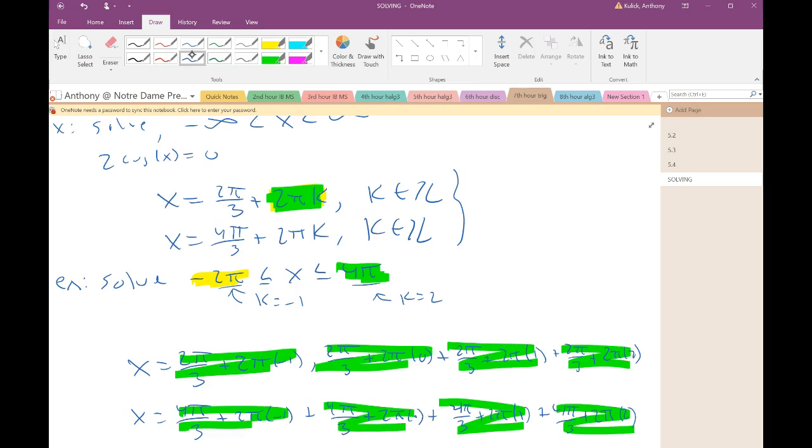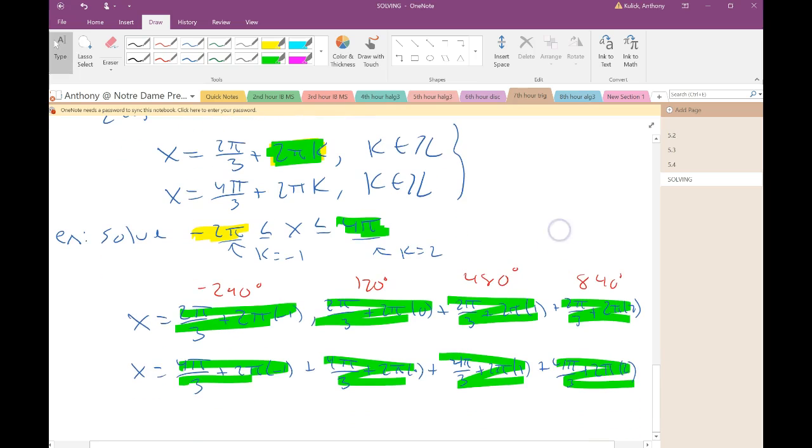So, for example, if you wanted to think about them as degrees, which is probably more natural for us. So this answer was 120. So if I go 360 less than that, I'm at -240. If I go 360 more, I'm at 480. If I go 360 beyond that, I'm at 840. So that's all we're saying here. 4 pi over 3 is 240. If I subtract 360 from that, I am 120. If I add 360 to that, I am 600. And if I add 360 to that, I'm 960.